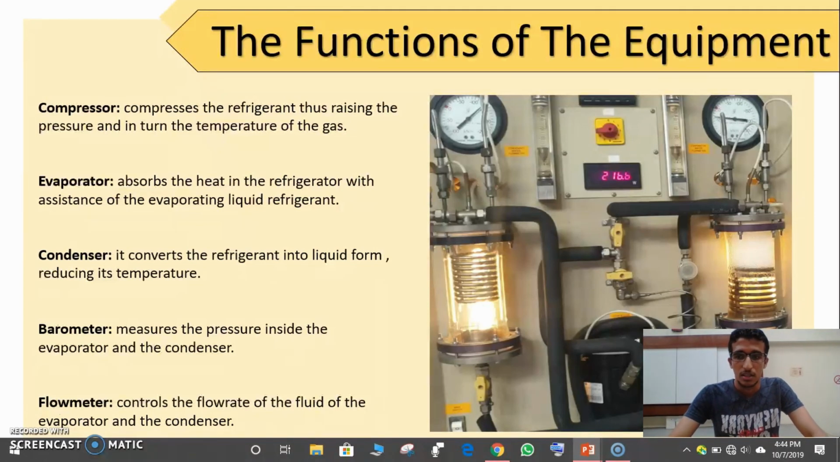Then it passes to the third component, which is the condenser. The function of the condenser is to convert the refrigerant into liquid form, reducing its temperature. And in the condenser, the heat flows out of the system to the environment. There are other components such as the barometer and the flow meter. The barometer measures the pressure inside the evaporator and the condenser, and the flow meter controls the flow rate of the fluid of the evaporator and the condenser respectively. All the components are shown in this picture.